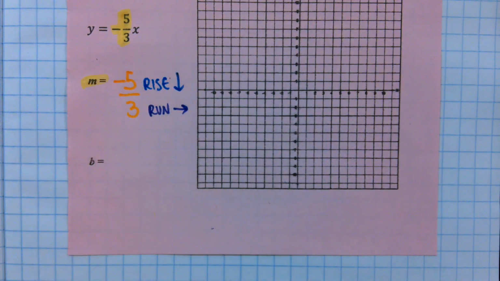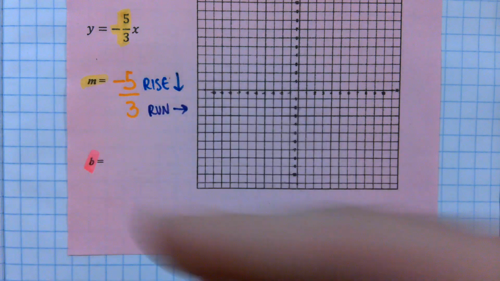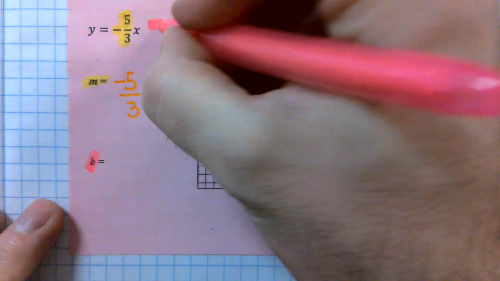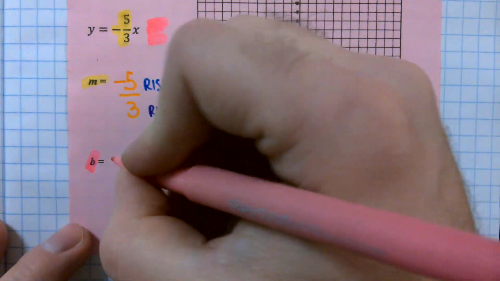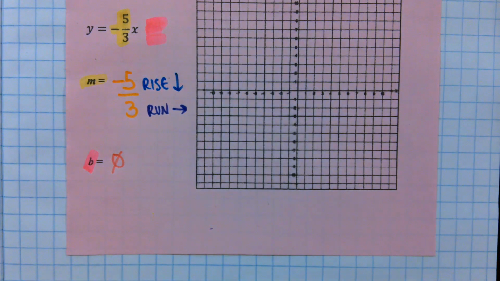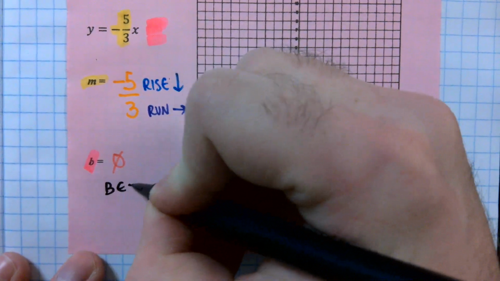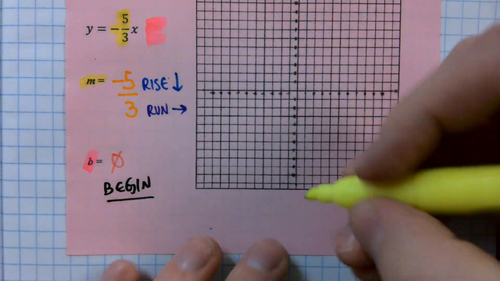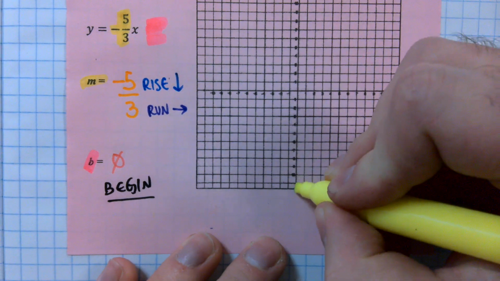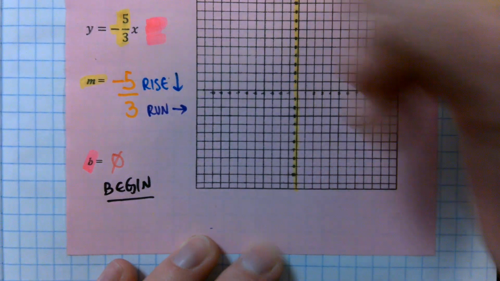So we're going down and right now. What is my B value here? 0. Nothing. I don't see a B value over there, so my B value must be 0. That's where we're going to begin. I'm going to highlight my y-axis. Just like that.